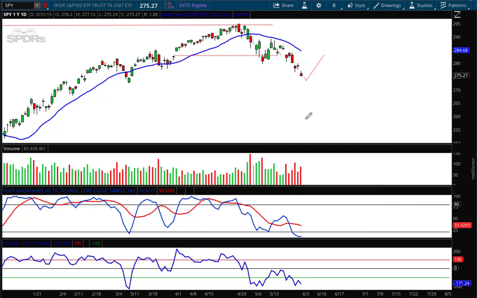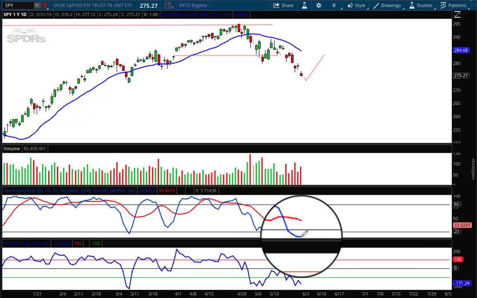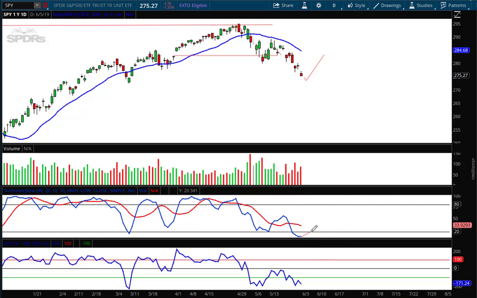You can see that the stochastics is extremely oversold and starting to lay flat. I think that will start moving up, and that will ultimately cross the %D, which is that red line, creating a buy signal right there.